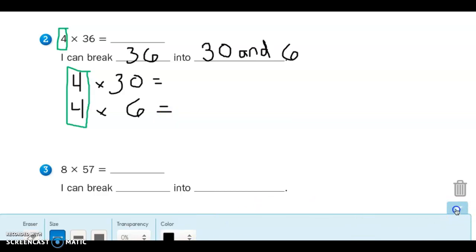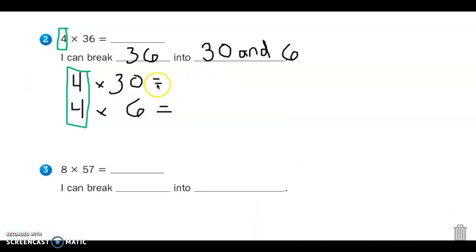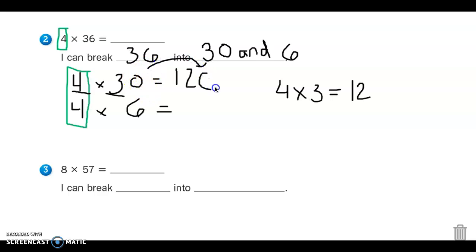Now, what is our answer? If I'm going to figure this out, I drop my 0 and I look at it like a basic fact. 4 times 3 is a basic fact that I know really well. 4 times 3 equals 12. So I put my basic fact answer here because I have a 4 and a 3. And if I drop my 0, I add my 0. So 4 times 30 is 120. Now what is 4 times 6? 6 doubled and then doubled again. What do we get? 24.